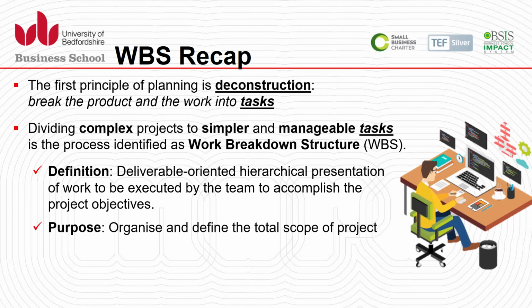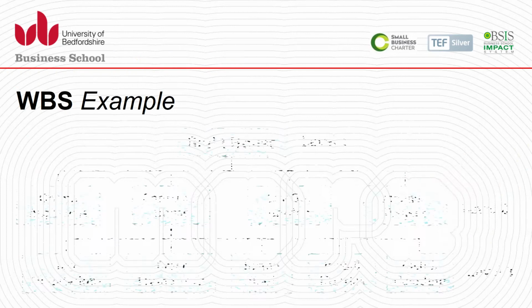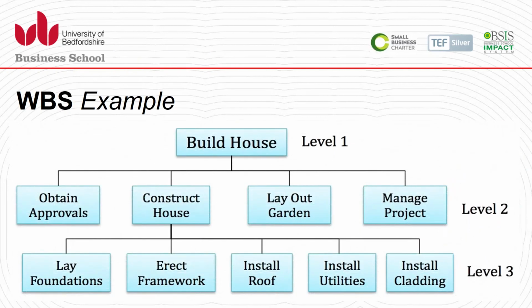And that is the key purpose, to define the overall scope of the project with all the activities, every single small chunk of work to be completed to achieve the overall scope. So the breakdown of large activities into comprehensible or manageable units is the key principle of the work breakdown structure, or sometimes we can use the product breakdown structure instead. So this is one of the examples we discussed last week.